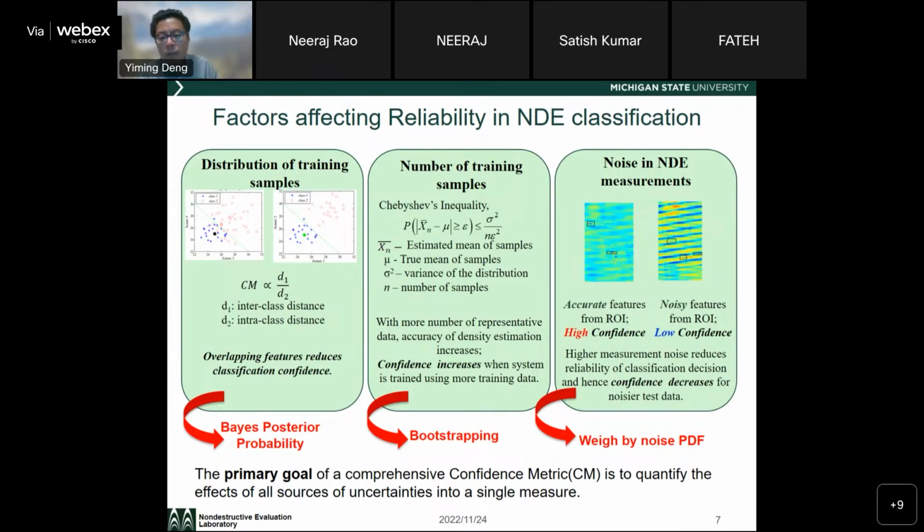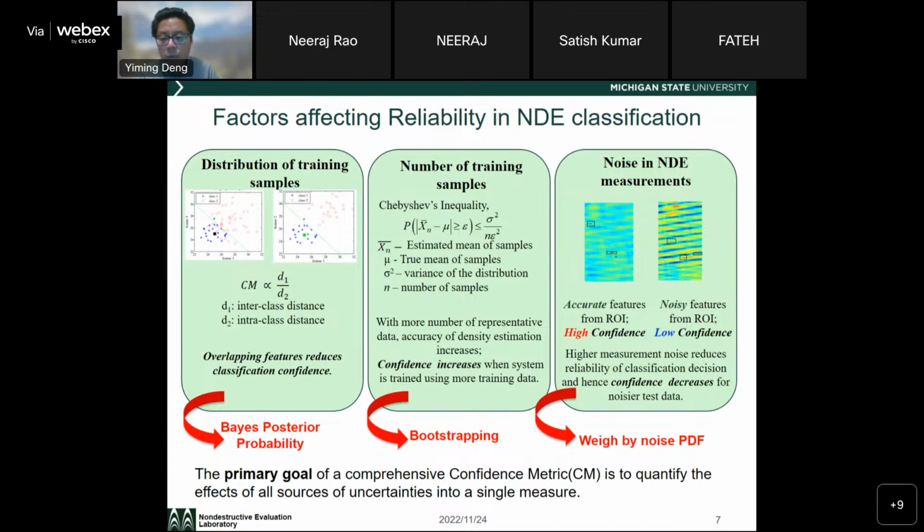And we use the same ADA approach, while with noisy measurement, you are definitely going to have low confidence of determining what's really going on there, good or bad in this case. In other words, higher measurement noise reduces reliability of classification decision, and hence the confidence will decrease for a noisy data set.